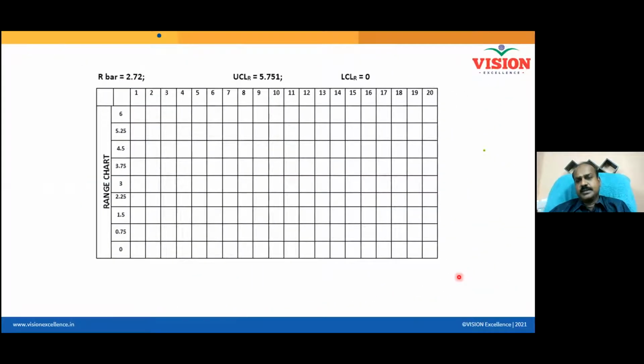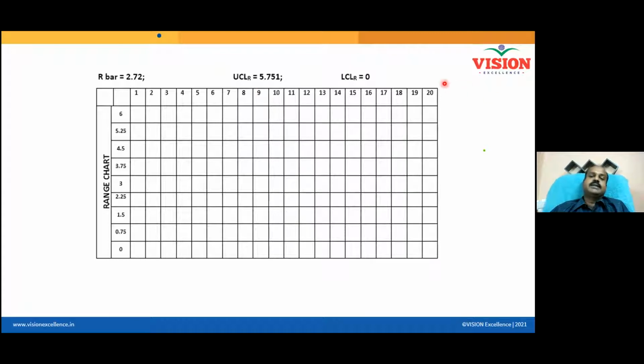Now we are proceeding with the plotting of the control chart. Now I have a graph sheet. And now first you must plot the R chart, not the X bar chart. I'll tell you the reason why. So R bar is known, upper control limit is known, lower control limit is known. What is the formula for lower control limit? D3 into R bar. Upper control limit, D4 into R bar.